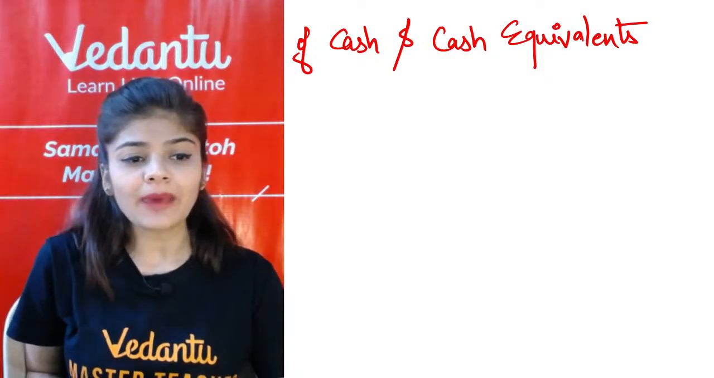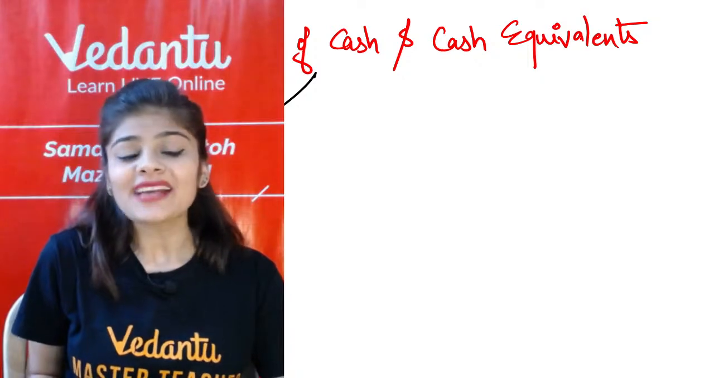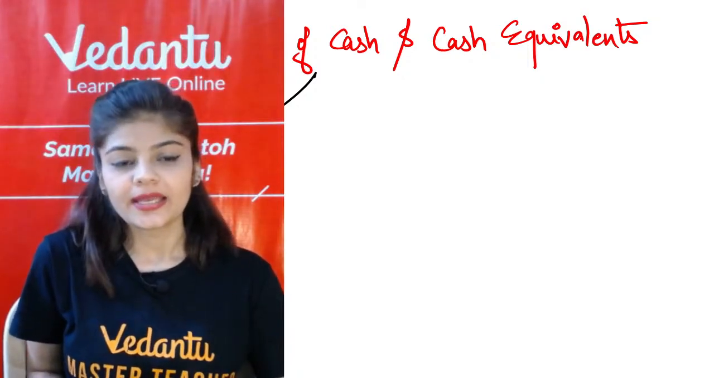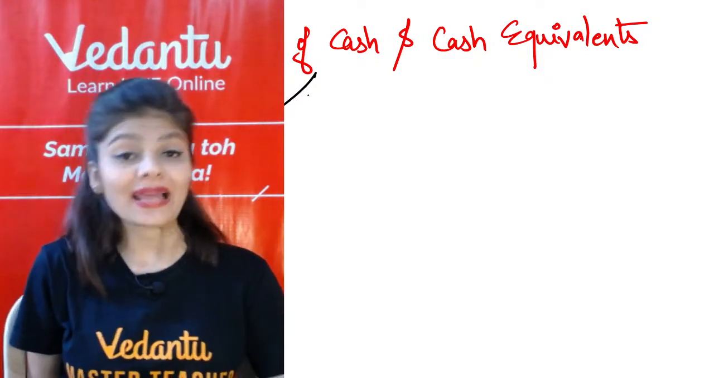Now, what do you mean by cash? Cash means both cash and bank balance. कैश में क्या आते हैं? दोनों आते हैं. कैश भी आता है और बैंक बैलेंस भी आता है.